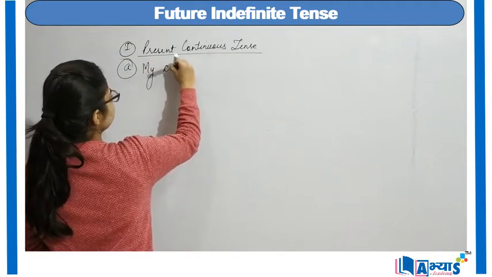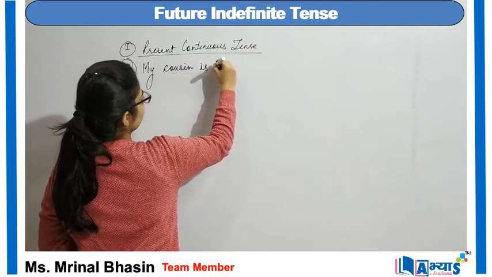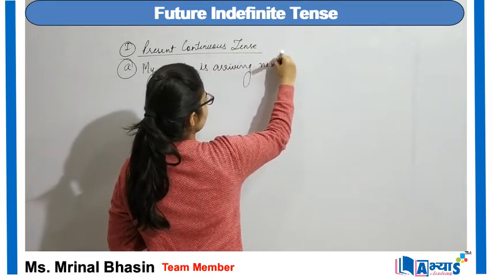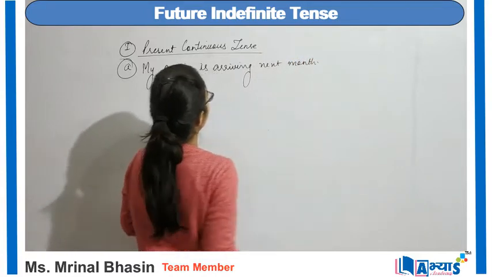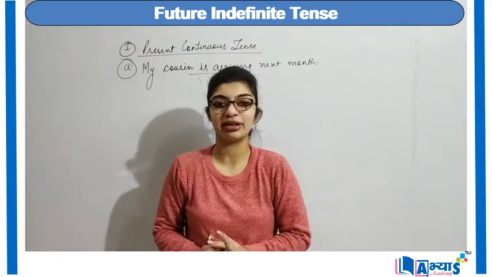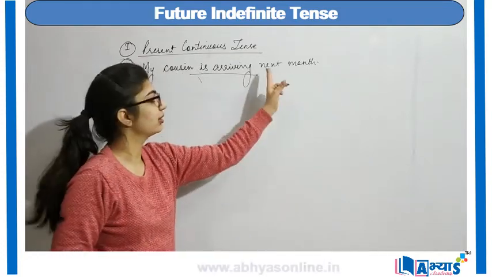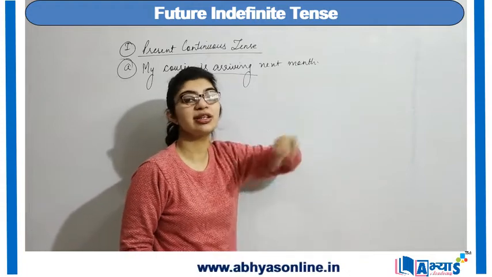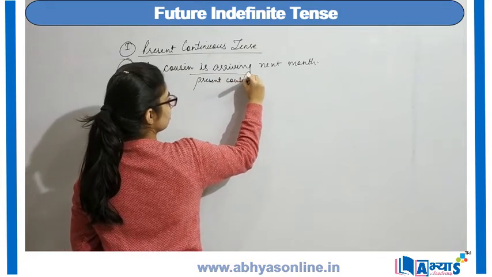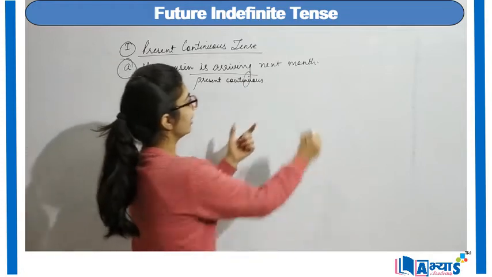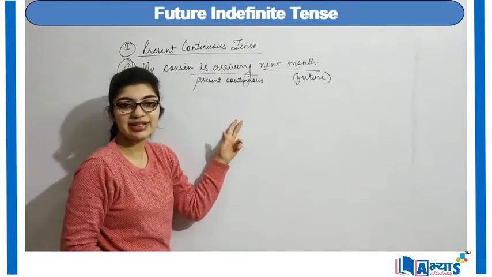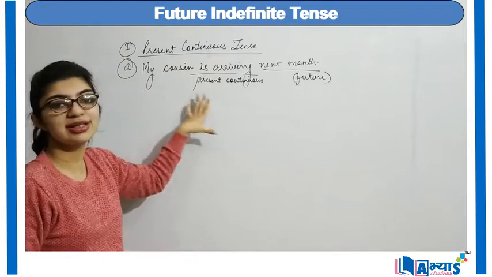my cousin is arriving next month. Now, is arriving is present continuous tense. It means that something is happening in present. But when I look at the next words, next month is the future form. This is present continuous, and next month defines the future form. So a present continuous tense defines the future form.